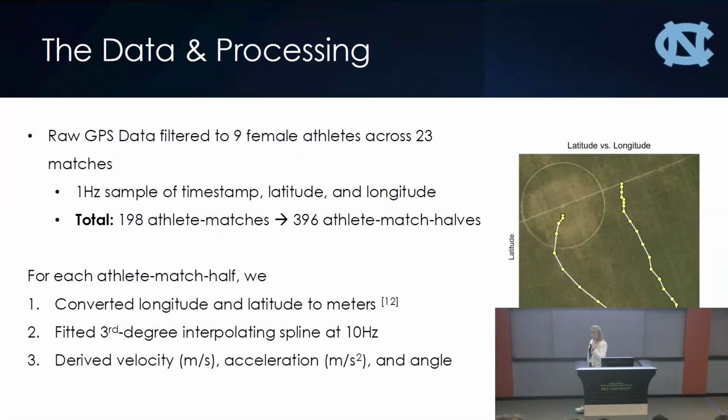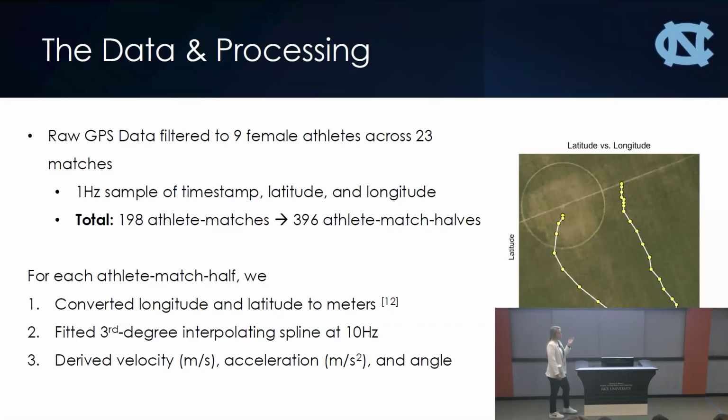We obtained raw GPS data filtered to 9 female athletes who played at least 25 minutes per half in over 5 matches of the season. Yes, this is a relatively small data set, but we wanted enough data to make reasonable conclusions and assumptions. We had 9 female athletes across 23 matches in a season, and for each we had a sample that included a timestamp, a longitude, and a latitude for every second of every game and every practice. So you can imagine lots of data.